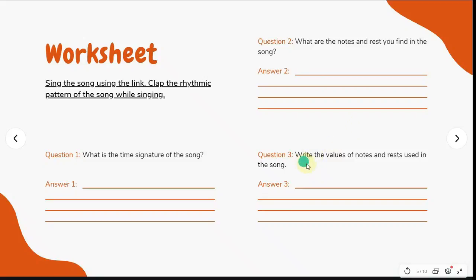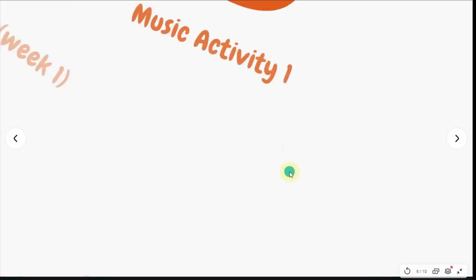And of course, question number 3, write the values of notes and rests used in the song. So if you write here the quarter note, what is the value of that note? If you write here half note or half rest or quarter rest, then you also write the corresponding value of that note and rest.